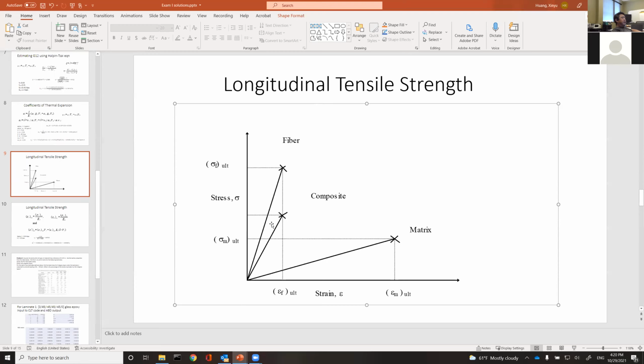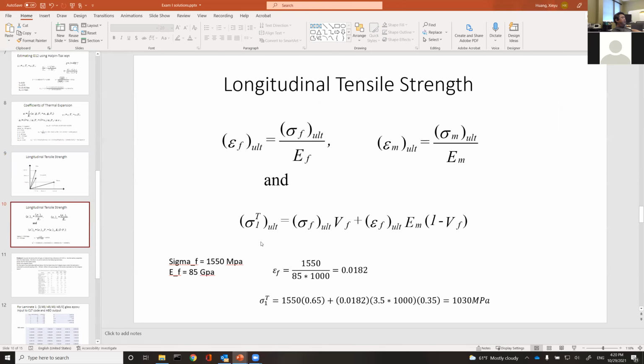So most likely the composite will break once the fibers start breaking. Okay. So in order to estimate the strength, we first need to figure out what kind of strain the fiber will start breaking. We can estimate based on the fiber strength. The strength of fiber is 1.5 gigapascal or 1550 megapascal. And the Young's modulus is 85 gigapascal.